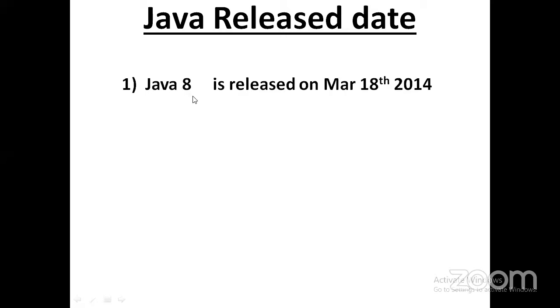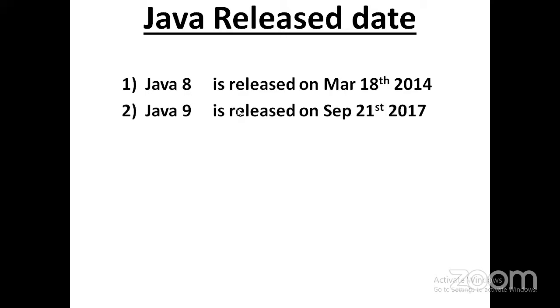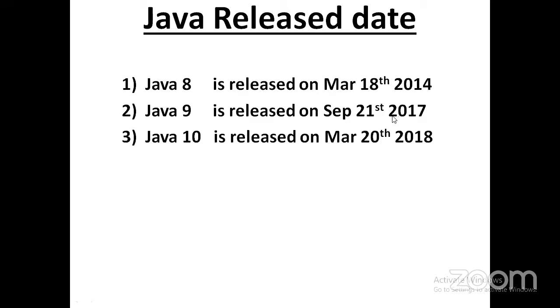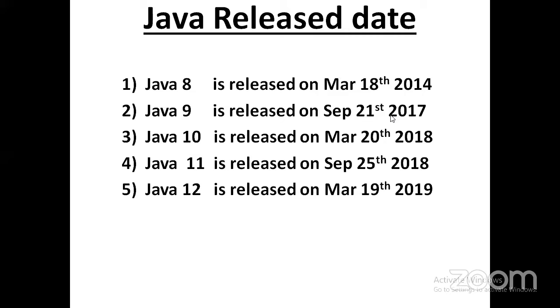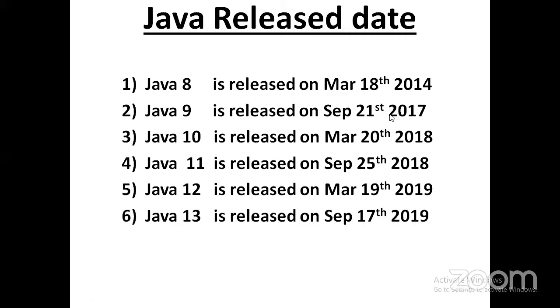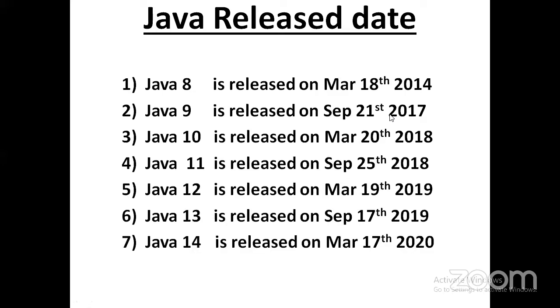After Java 8 we have Java 9. Now you should know version numbers and when they were released. Java 8 was released on March 18th, 2014. Java 9 on September 21st, 2017. Next, Java 10, March 20th, 2018. Java 11, September 25th, 2018. Java 12 was released on March 19, 2019. Java 13, September 17, 2019. And Java 14, March 17, 2020.